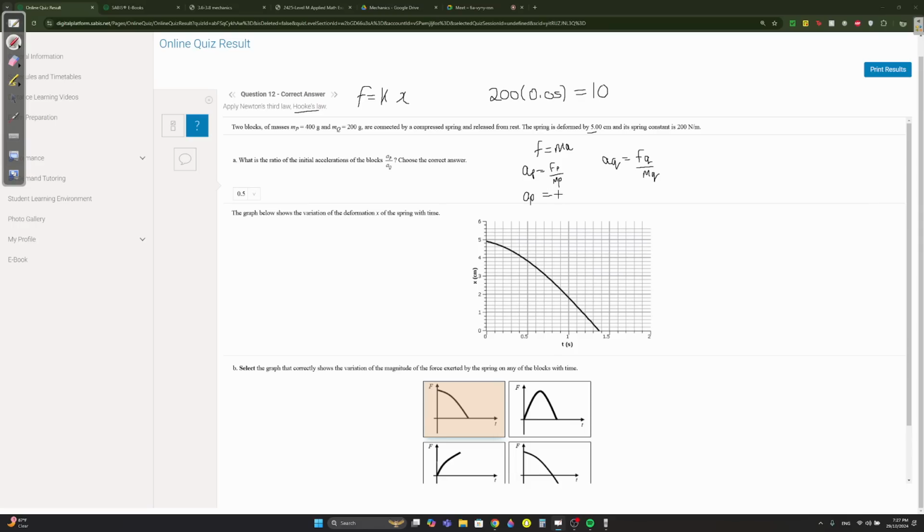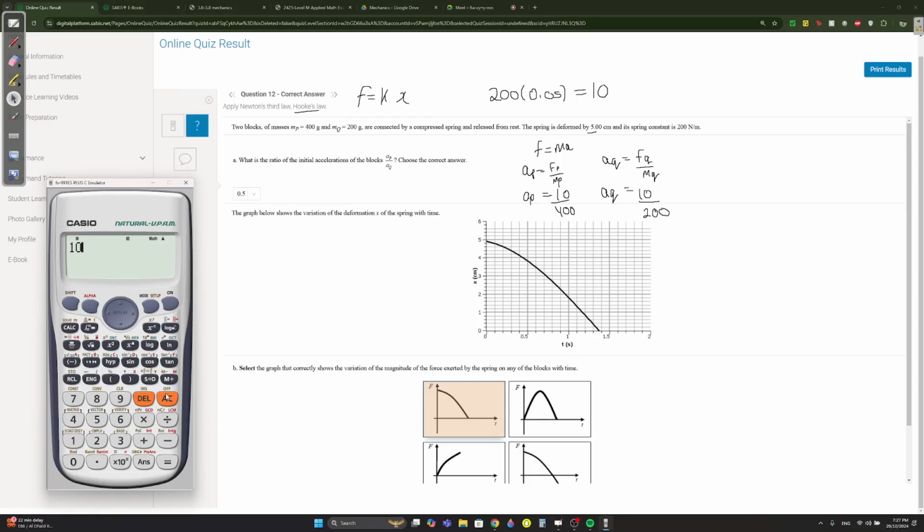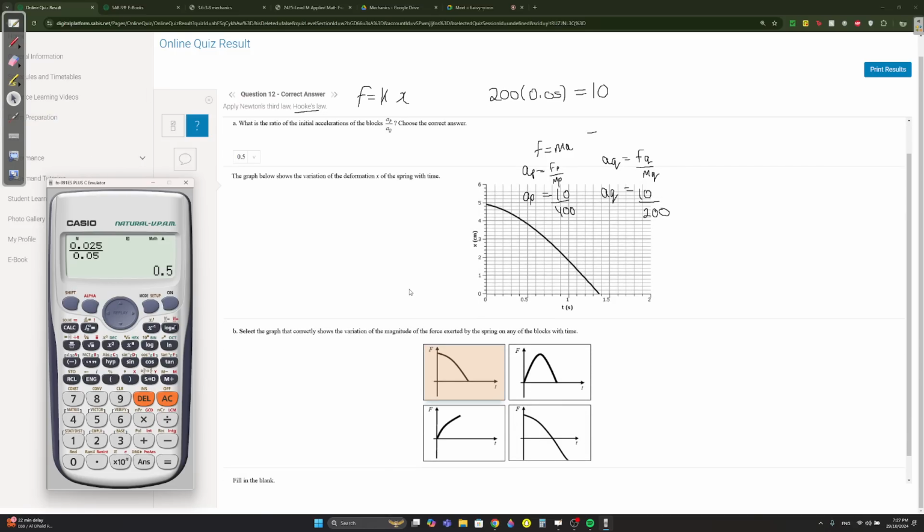So acceleration of P would be 10 divided by the mass of P, which is 400. Acceleration of Q would be the force 10 again, over the mass of Q, which is 200. If now you put acceleration of P divided by acceleration of Q, you're going to get 0.5. Look, 10 over 400, you get 0.025. And you have 10 divided by 200. So if you put them over each other, 0.025 over 0.05, 0.5.